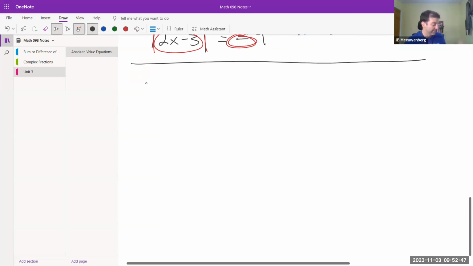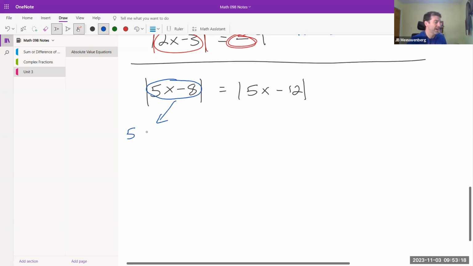Okay, so let's look at a couple other situations that can occur. Sometimes you can have an absolute value on both sides of the equation, like this: the absolute value of 5x minus 8 equals the absolute value of 5x minus 12. So what do we do here? Kind of the same thing that we did before. We take our expression in this absolute value and we say, all right, 5x minus 8 can equal whatever this one is, 5x minus 12. Like that is one possibility.